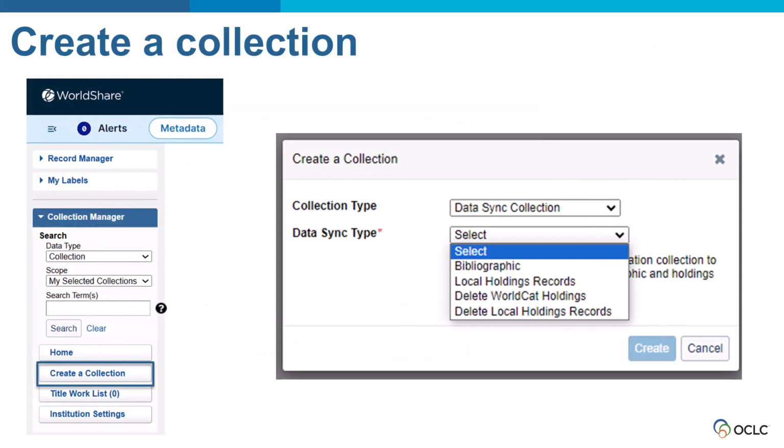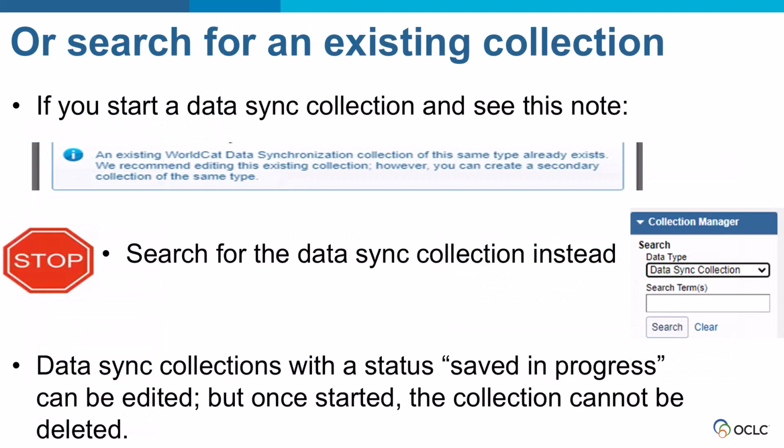After configuring your institution settings, click the Create a Collection button under Metadata and then Collection Manager. Choose Data Sync Collection from the collection type list. Choose the data type processing that you need from the drop-down list. Options include Bibliographic, Local Holdings Records, Delete WorldCat Holdings, or Delete Local Holdings Records. Click the Create button. OCLC recommends only one collection per data type.